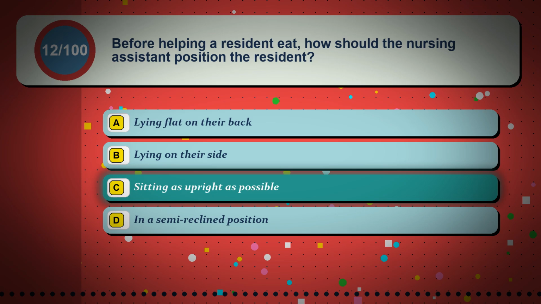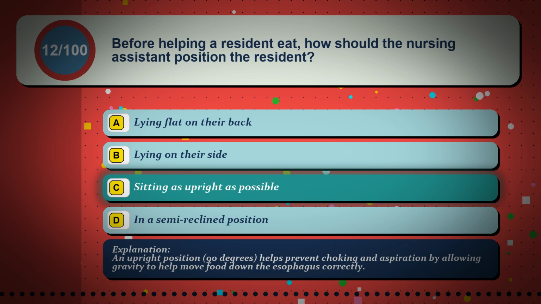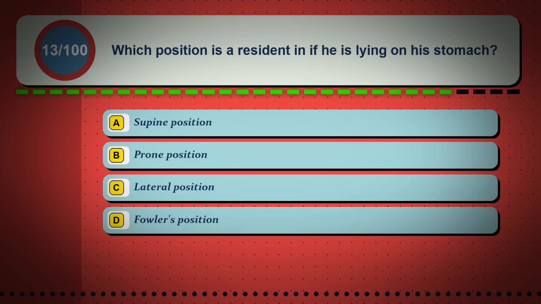The correct answer is option C. Sitting as upright as possible. An upright position, 90 degrees, helps prevent choking and aspiration by allowing gravity to help move food down the esophagus correctly. Question 13. Which position is a resident in if he is lying on his stomach?